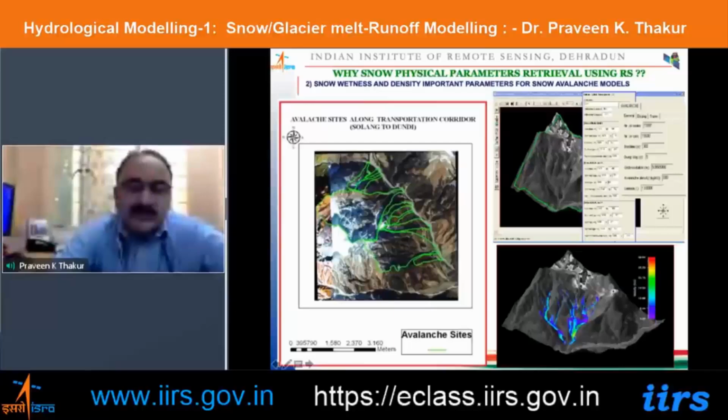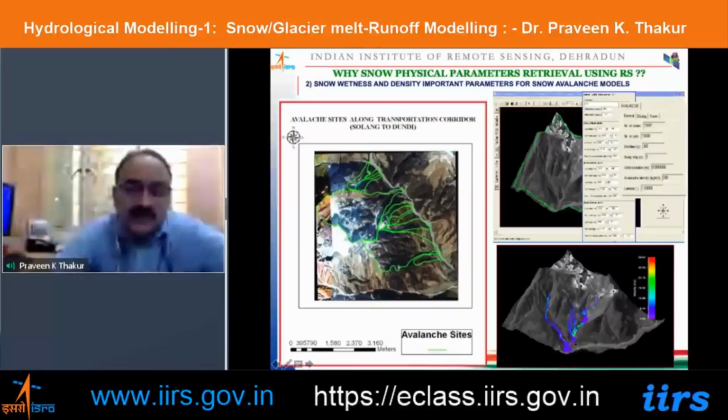And once we add that to our simulation models, this is the runoff model, so that can be used to simulate how much snow will be accumulated at the road point. So those who are going to the Atal tunnel, here there is a snow gallery.